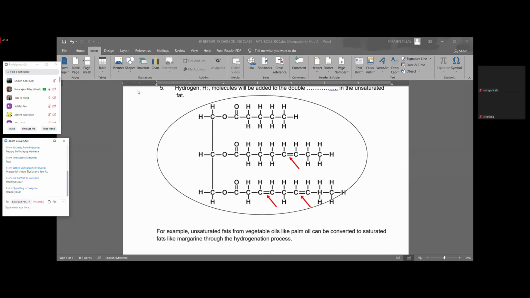All right, they'll ask you how to convert margarine. How do we convert oil to margarine? All right, the process is hydrogenation. What is the condition? They'll ask you. So you see from here, unsaturated fats from the vegetable oils, please. Okay. Unsaturated fat from vegetable oil such as palm oil.